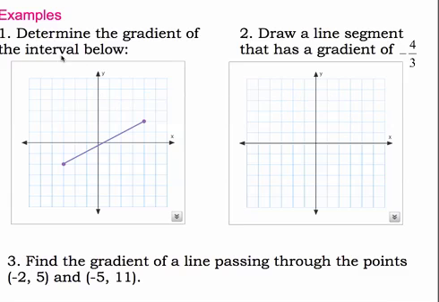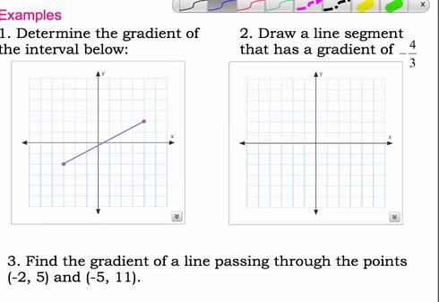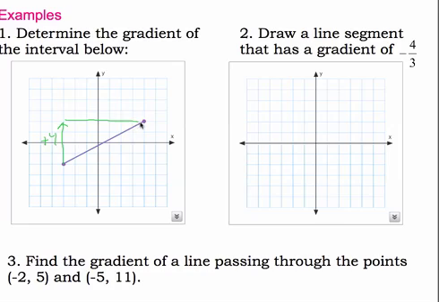Here, we determine the gradient of this interval below. We're going to look at the rise and the run. We can go from any point to another point, but let's go from this point to this point right here. That's up 4, and it is to the right 1, 2, 3, 4, 5, 6, 7. So the slope is going to be 4 out of 7, the rise over the run.